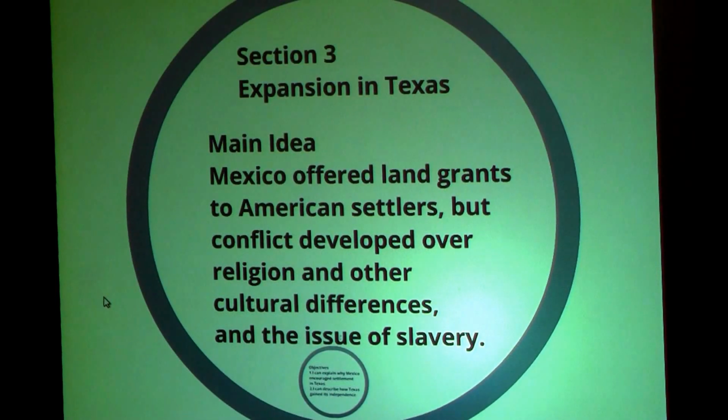Welcome to the preview for Chapter 9, Expanding Markets and Moving West, Section 3, Expansion in Texas. We can see here that the main idea behind Section 3 has to do with the fact that Mexico offered land grants to American settlers. In other words, they actually wanted Americans to come and settle in Texas, but conflict developed over religion and other cultural differences and the issue of slavery.